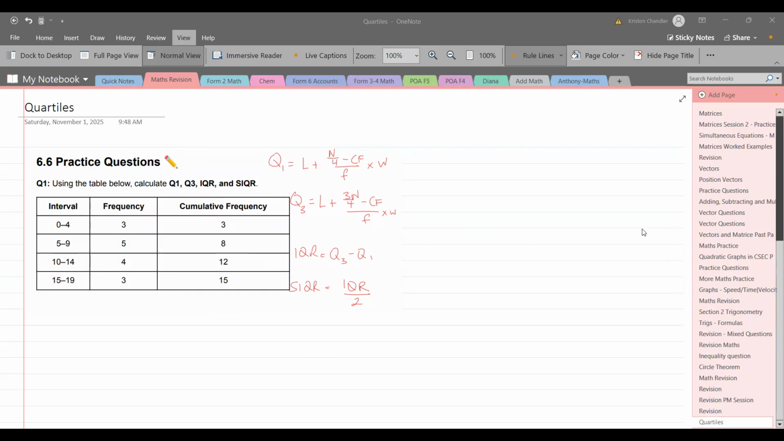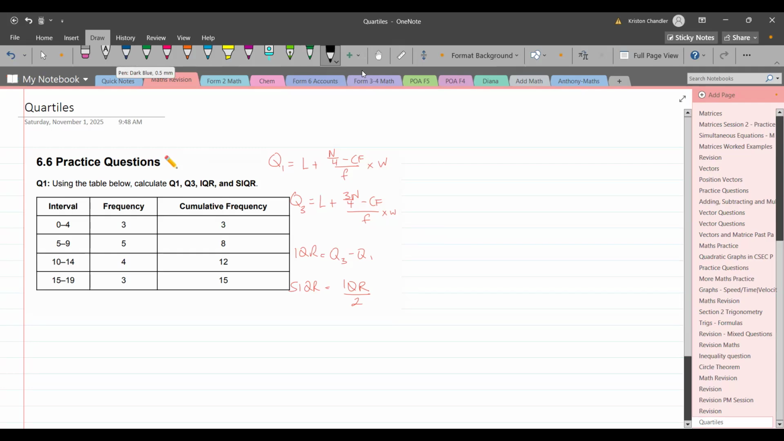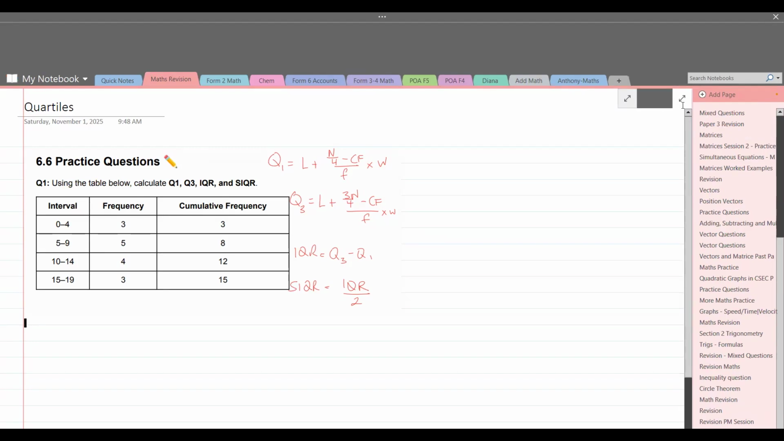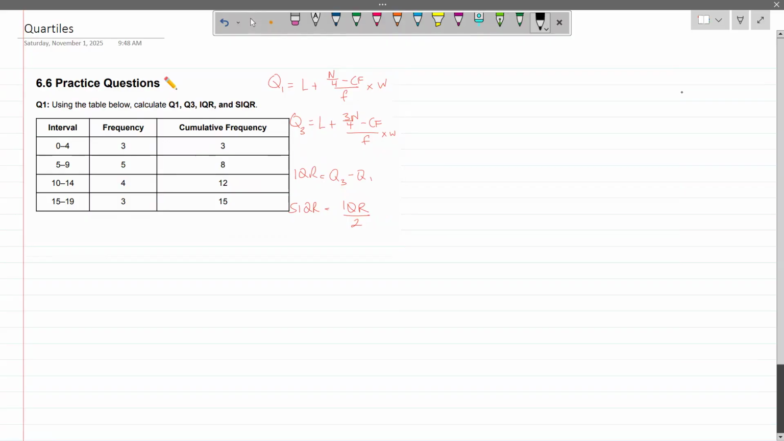All right, so you're going to correct the question. Now we're looking at where we need to find our Q1, Q3, interquartile range and semi-interquartile range. So the first step, step 1, is to find the positions.